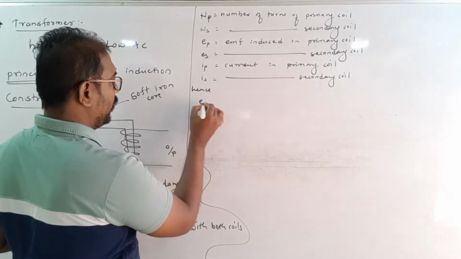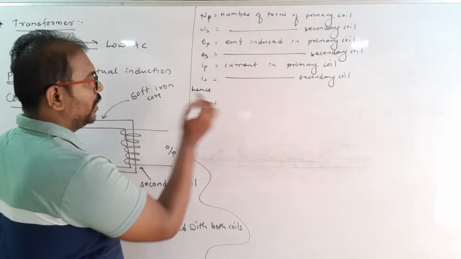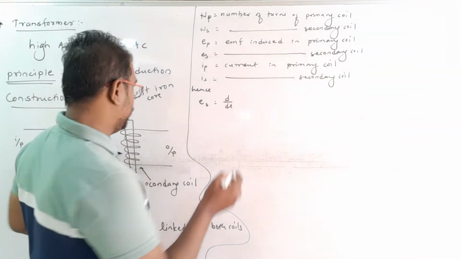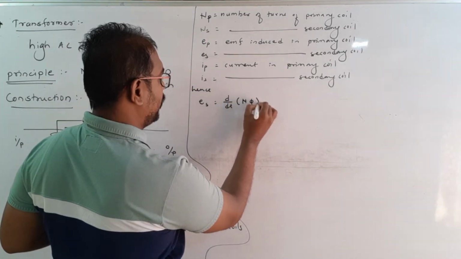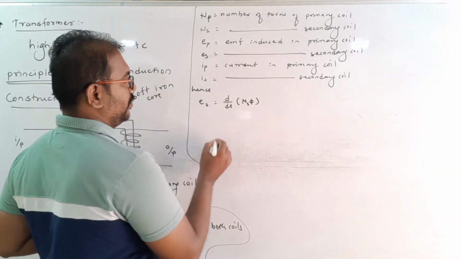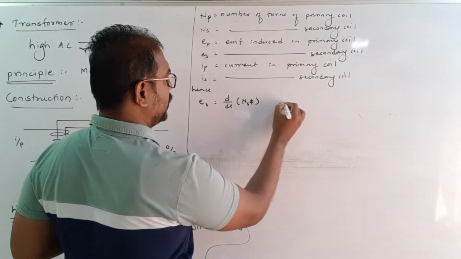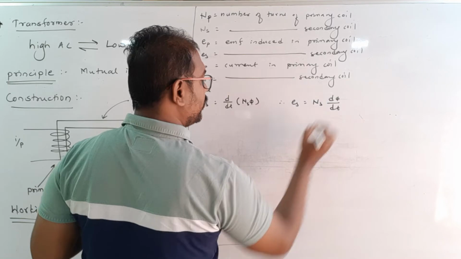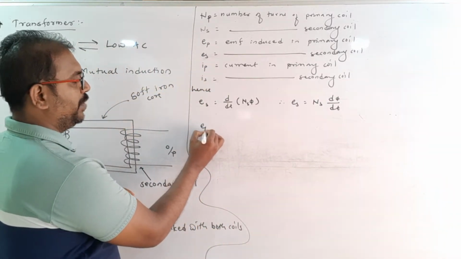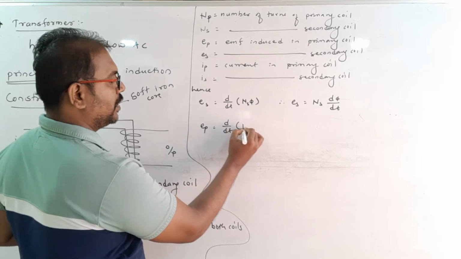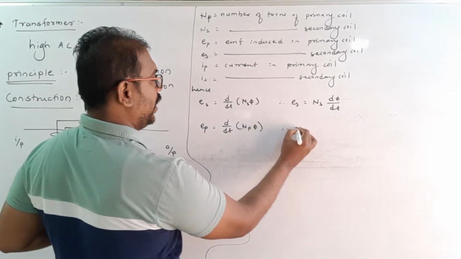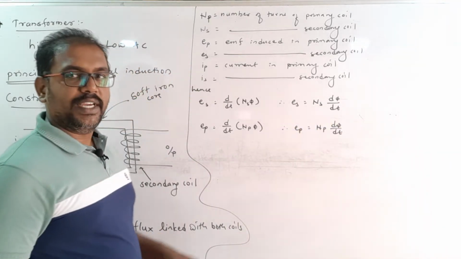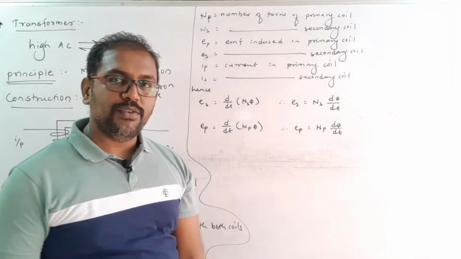Okay. Hence we can write here the EMF across the secondary is equal to d phi by dt. Here the flux and number of turns are related. So N into phi, this is secondary, so NS into phi. Hence ES is equal to NS into d phi by dt. Then after that we can write EP also, d by dt of NP into phi. Hence EP is equal to NP into d phi by dt. So here we get the EMF induced in secondary and the EMF induced in primary.